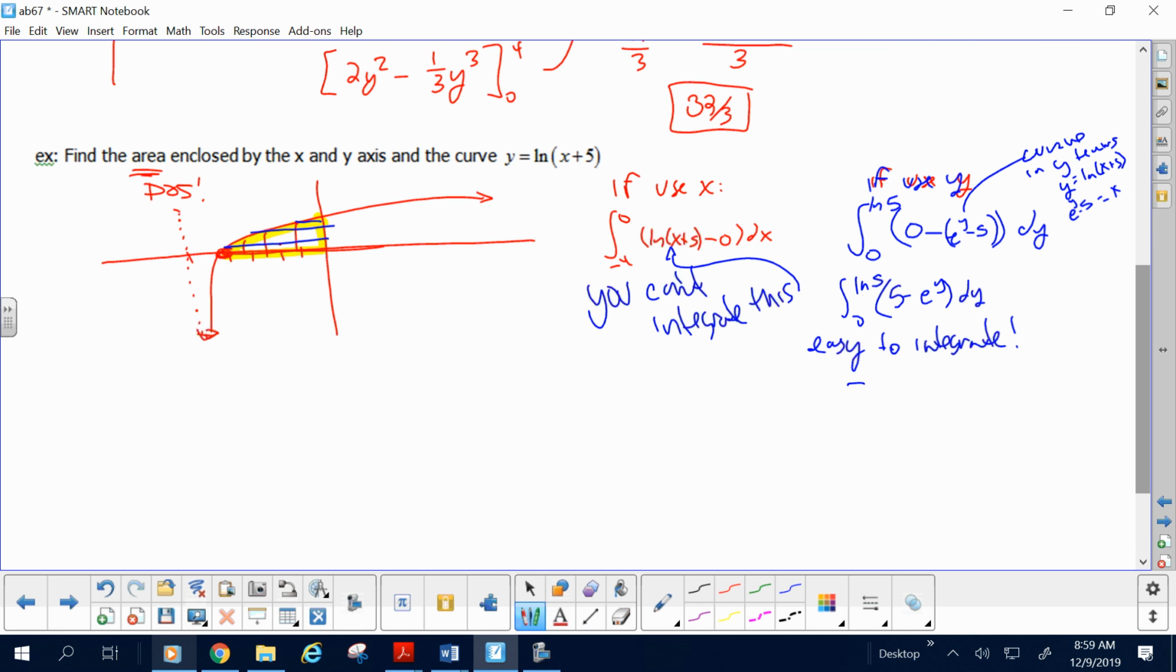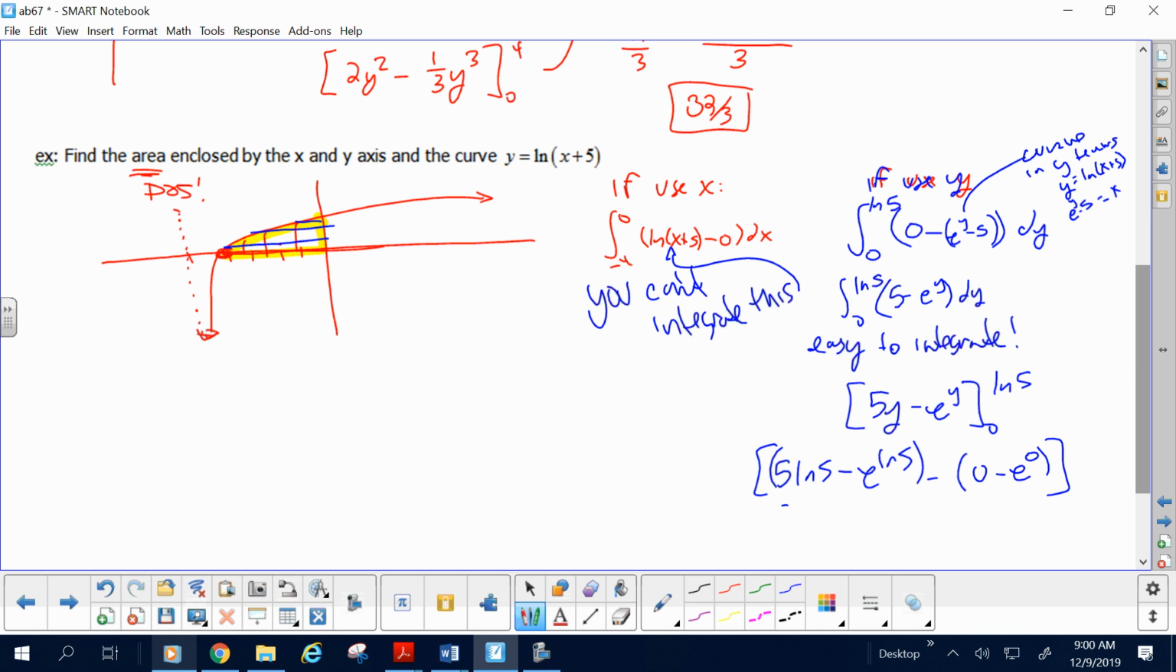So what is the antiderivative of 5 with respect to y? 5y. What's the antiderivative of e to the y with respect to y? E to the y, e to the y from 0 to log of 5. When I put in 5, I get 5 log of 5 minus e to the log of 5 minus, and it's so tempting to say, oh, 0, you don't even have to really put it in. Yes, you do. If you put in 0, you get 0 minus e to the 0.